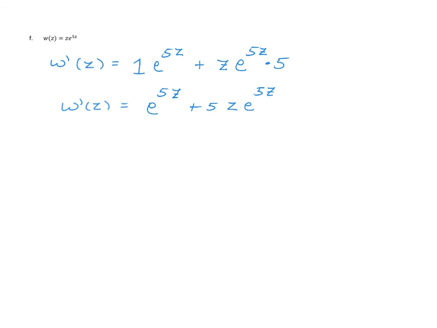If I want the second derivative, I first get e to the 5z times 5 plus, I guess I'll use the product rule again. I could look to my previous work, but the derivative of 5z is 5 times e to the 5z. And then I have plus 5z times the derivative of e to the 5z, which is e to the 5z times 5.